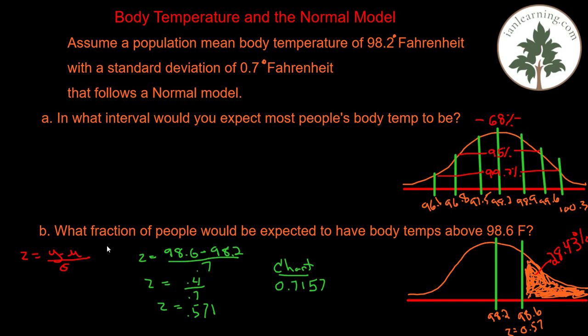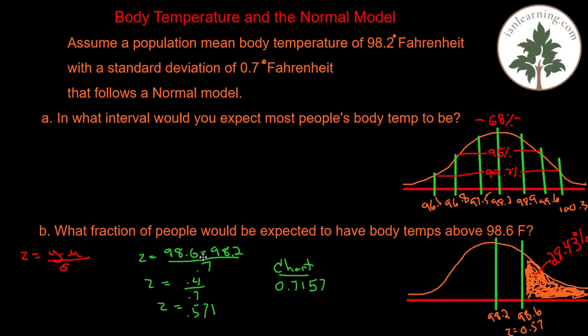Let's look at the second question here. What fraction of people would be expected to have a body temperature above 98.6 degrees Fahrenheit? So the first thing we want to do is come up with a z-score. So we're going to use our z-score formula. Z-score equals particular data point minus population mean divided by standard deviation. So z equals our particular data point here, 98.6 degrees, minus population mean, 98.2, divided by standard deviation.